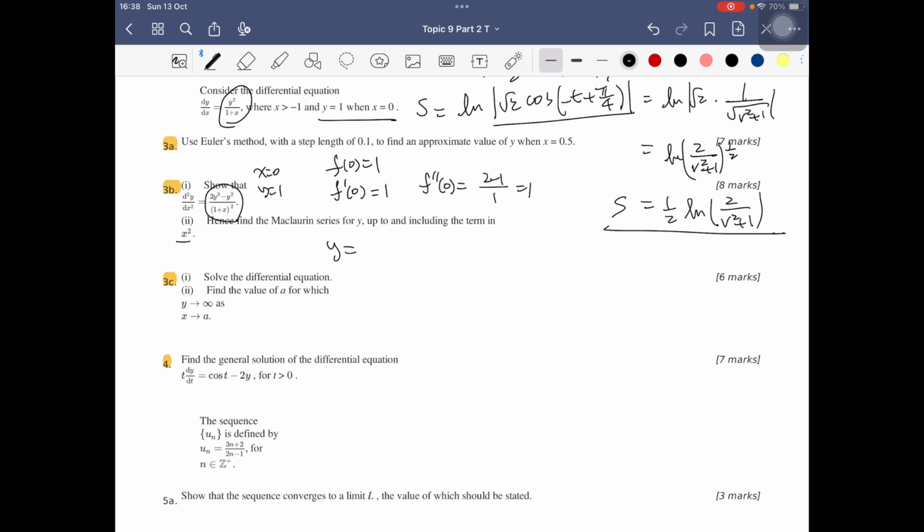So y becomes 1 plus x squared over 2 factorial, and so on. So that solves the differential equation.